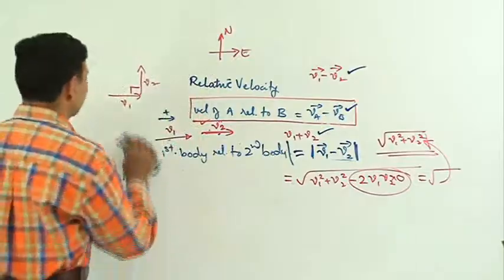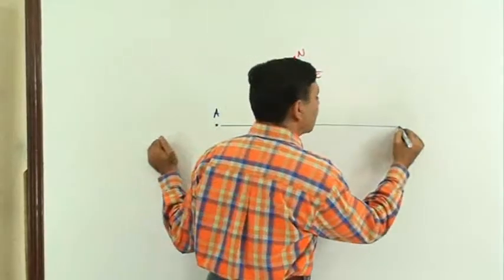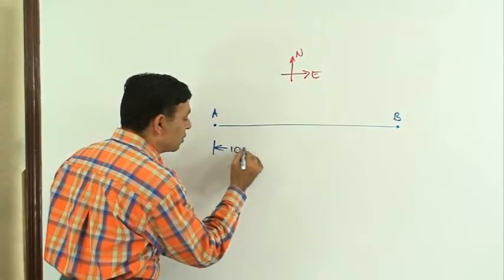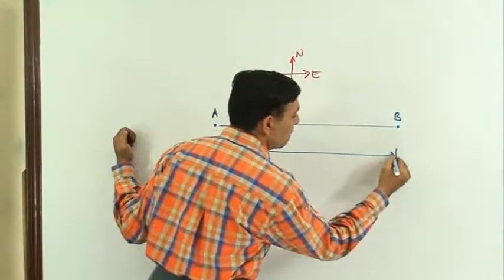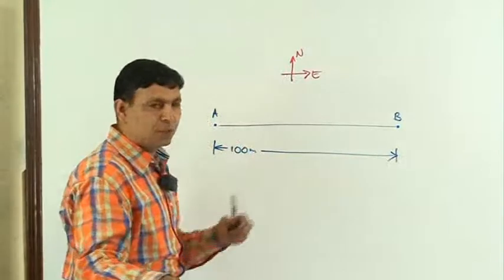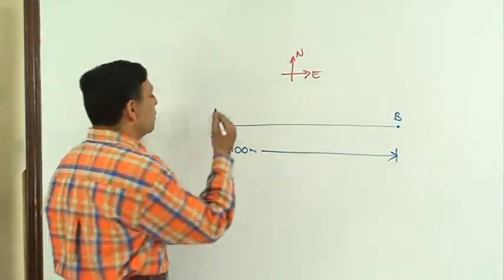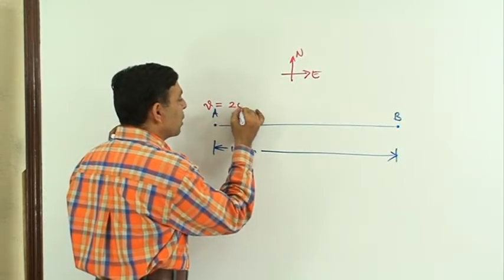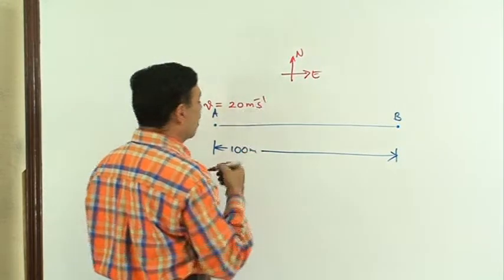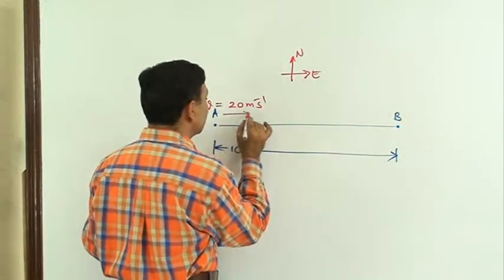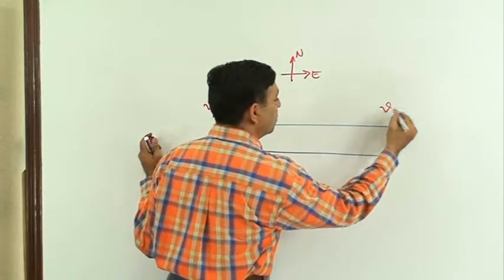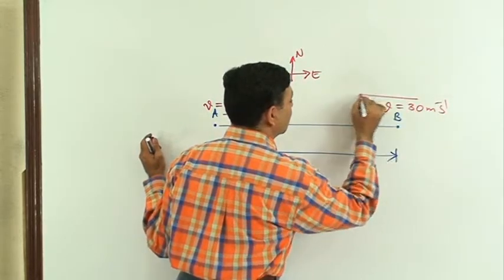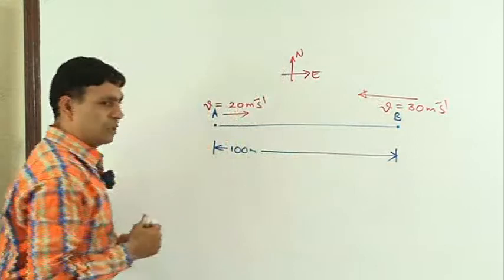Clear, everybody? This is body A and this is body B, and suppose they are 100 meters away from each other initially. And these bodies are moving. Suppose this velocity of A is in this direction, say 20 meters per second, and the velocity of B is say 30 meters per second, and it is in this direction. Fine, they are in opposite directions.